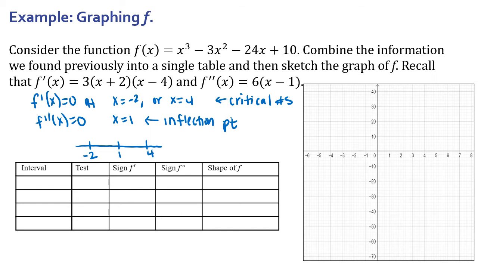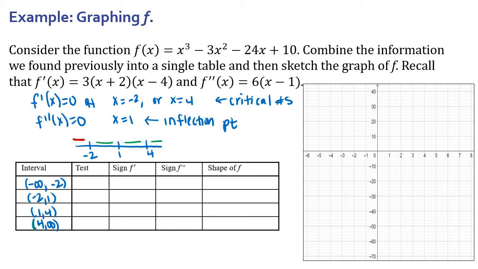You're going to see that we have 4 different intervals. We have an interval from negative infinity to -2. We have another interval between -2 and 1. We have another interval between 1 and 4. And then we have another interval between 4 and infinity. Let's do that in blue so it all stays the same.